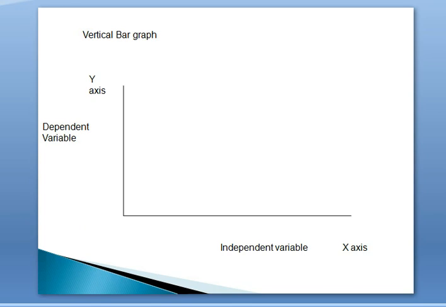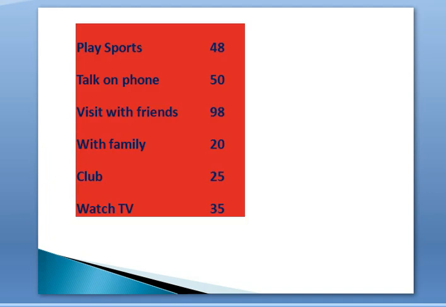So how will we know what is the dependent variable and what is the independent variable? Let's come to the numbers, the values. 48 employees play sports. It means 48 is dependent on play sports. Play sports is not dependent on anything. So these values 48, 50, 98 are called dependent variables, and play sports, talk on phone, these are called independent variables. I have put these values in the description also. You can see them directly from there also.